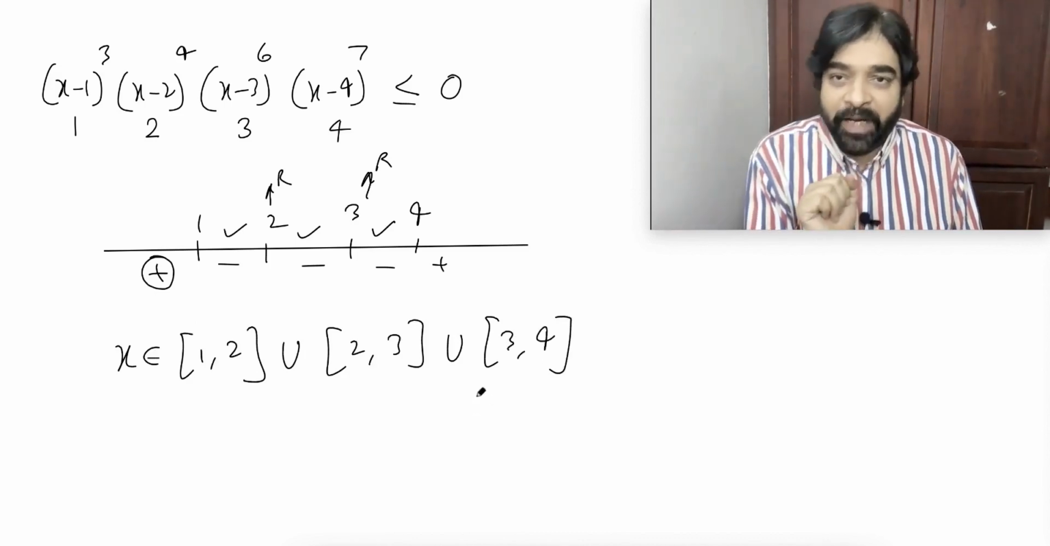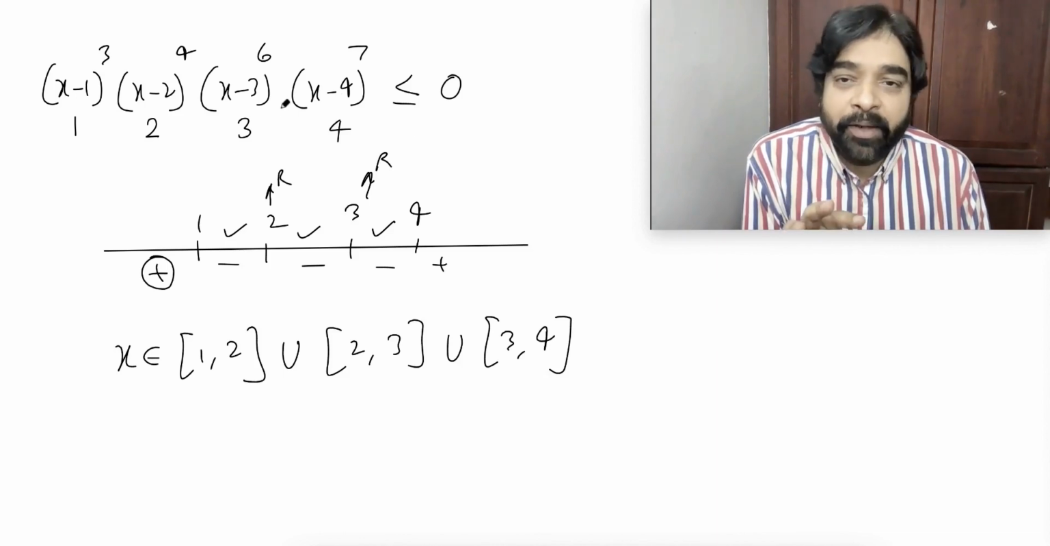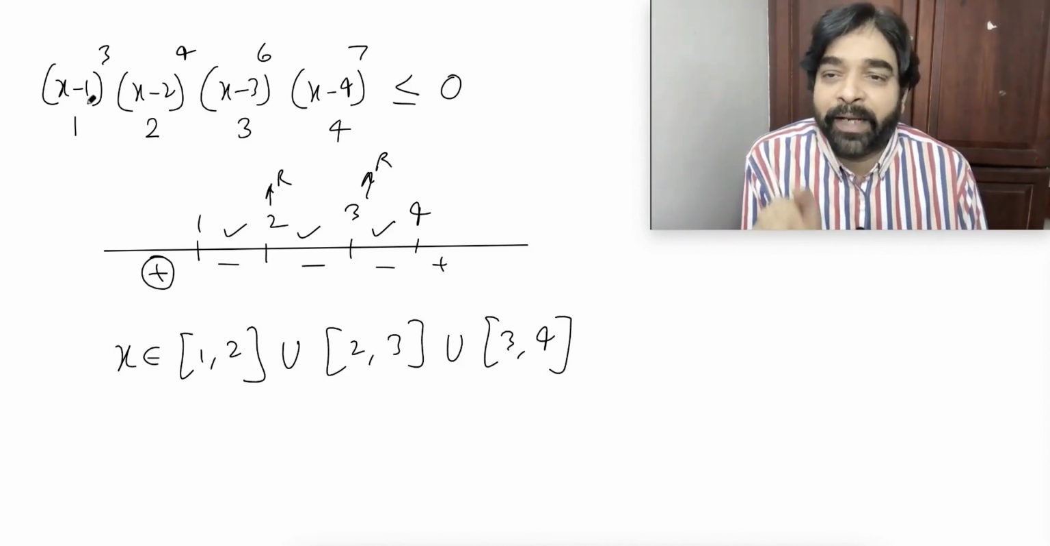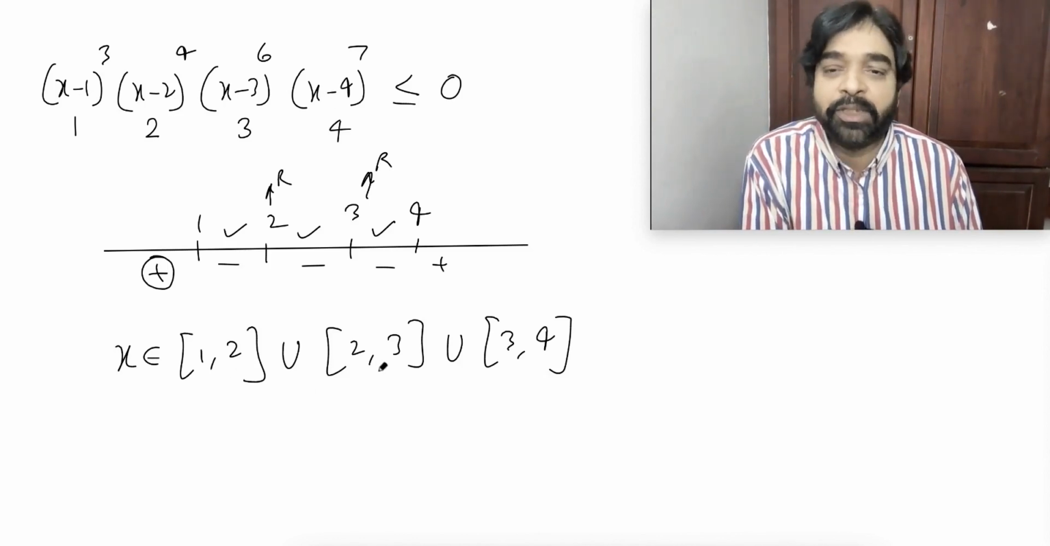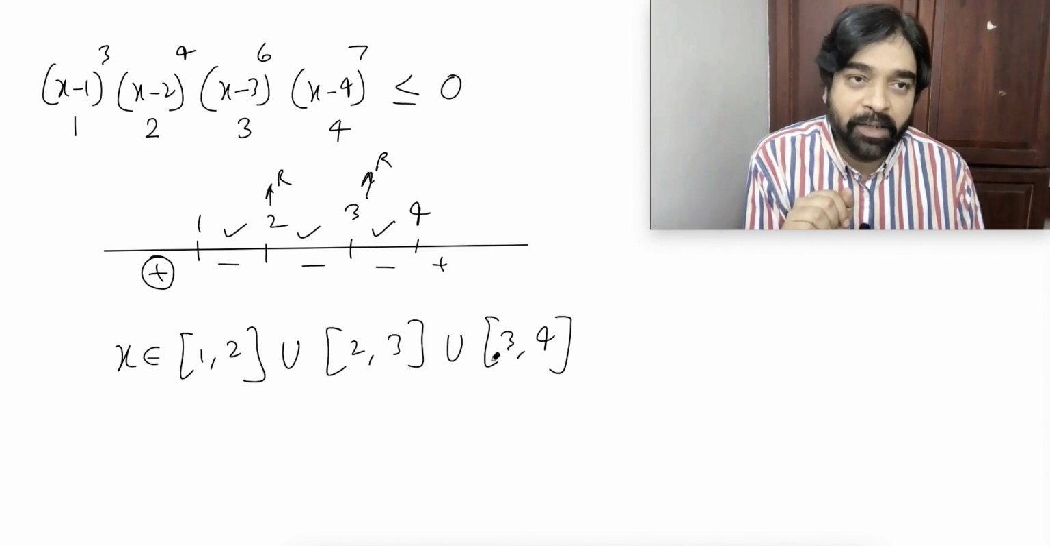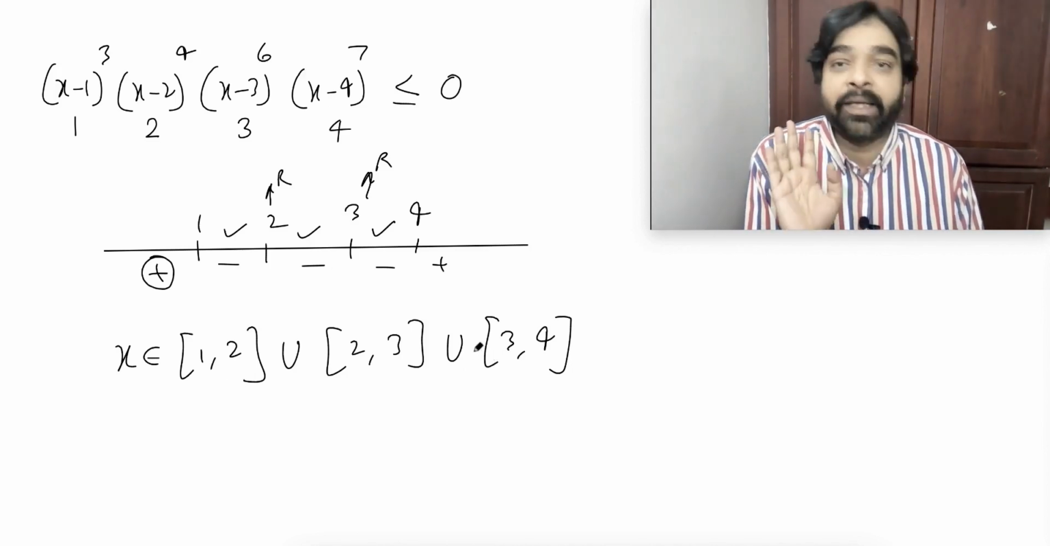Now, verification. This is less than or equal to 0. It will be equal to 0 at x equal to 1, 2, 3, 4. And means 1, 2, 3, 4 must be there. It's already there. 1 is there, 2 is there, 3 is there, 4 is there. Yes or no? So we don't have to add anything extra.